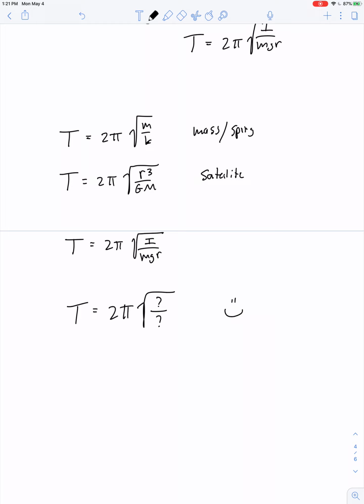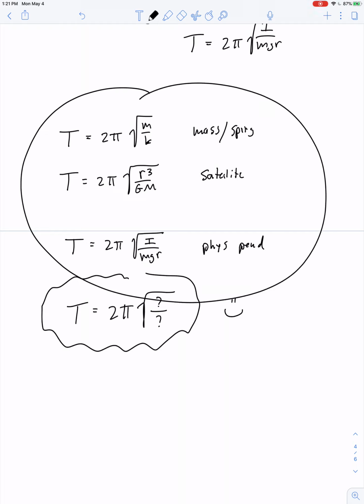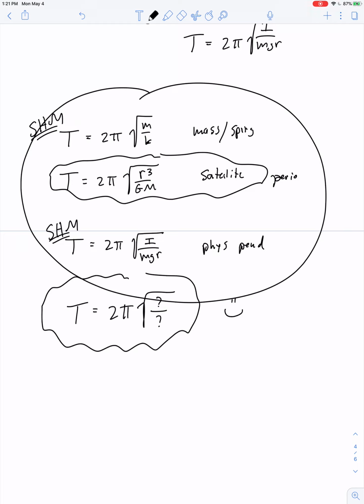We'll find at least one, if not two more examples before this unit of study is over that verifies that guess. Now, in any case, two of these three represent simple harmonic motion, and one of them is just periodic. Do you know which is which? Right. The mass spring is simple harmonic motion. The physical pendulum is simple harmonic motion, whereas a satellite, we can only call that periodic motion. Simple harmonic motion is a subset of the study of periodic motion.